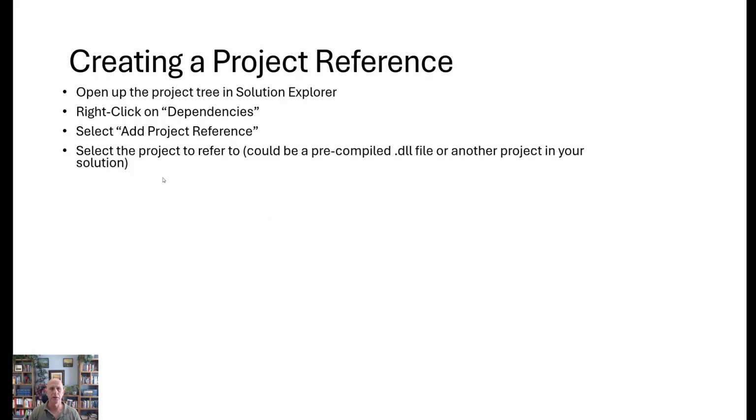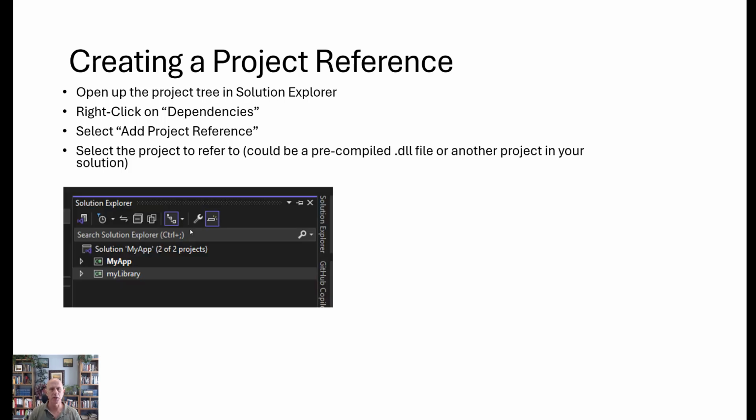So how do you do that? Basically, you open up the project tree in Solution Explorer. Here you can click on that little arrow and it will unfold this project. Inside that you will see what looks like a subfolder, but it's called Dependencies. You right click on Dependencies, select Add Project Reference, and then it will show you the other projects in that solution. And I'll demonstrate that in a moment.